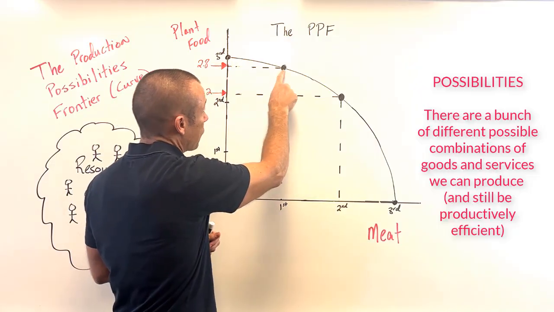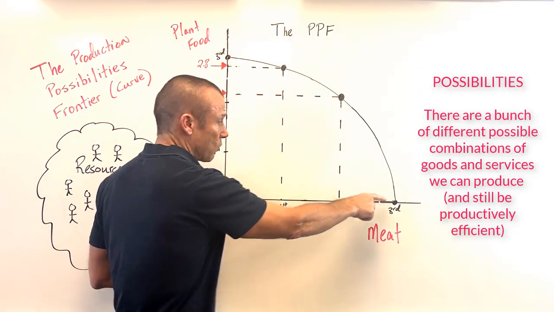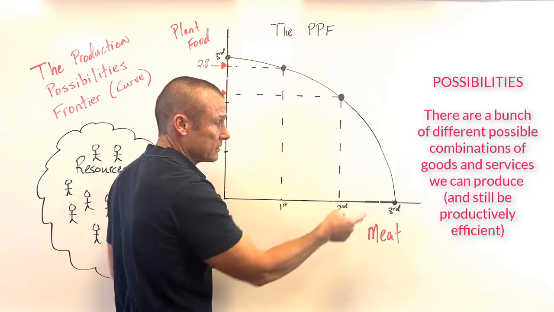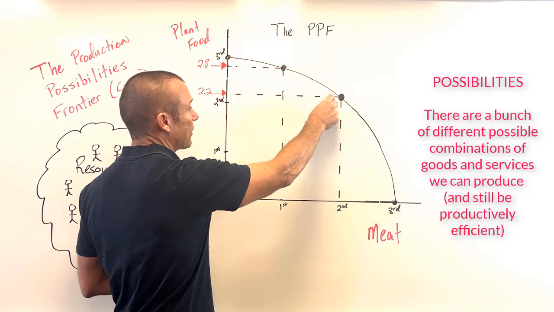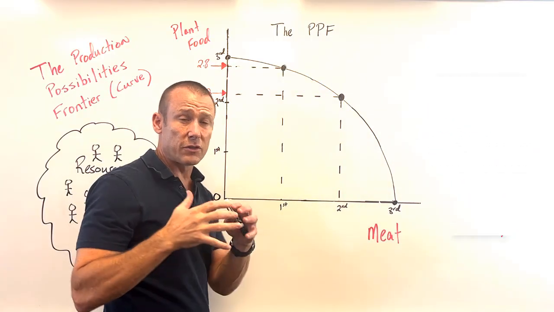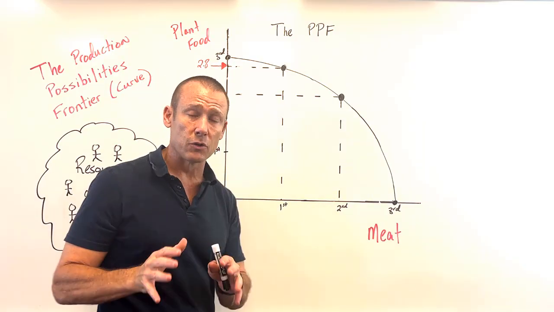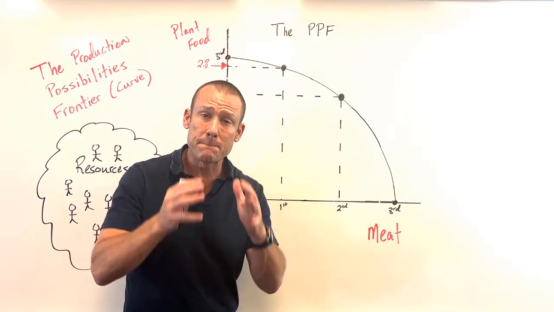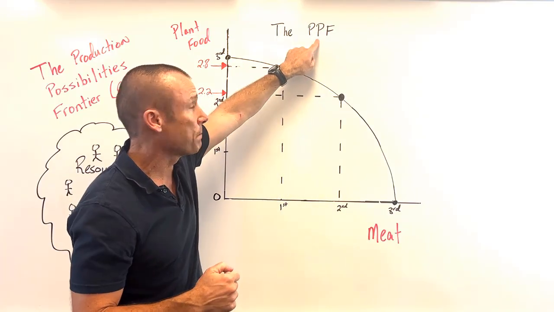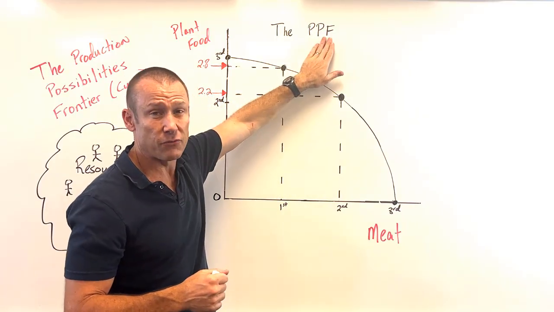I've just got 3 dots highlighted, but of course there are so many dots all along this curve. Those are the different combinations of these 2 goods that we could produce. So there are all these different possible combinations. That's that word possibilities. And then the frontier.